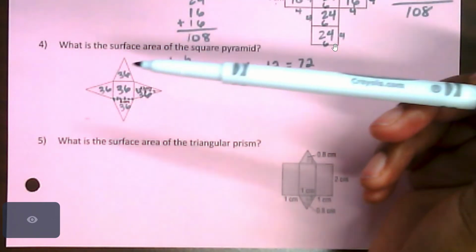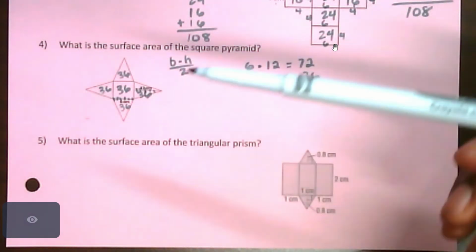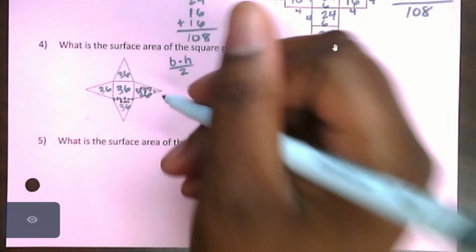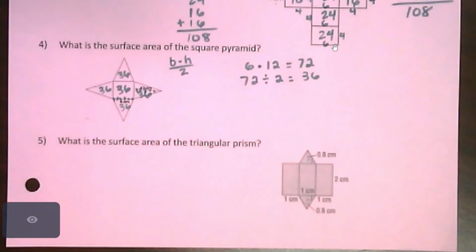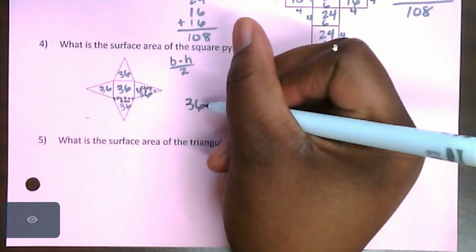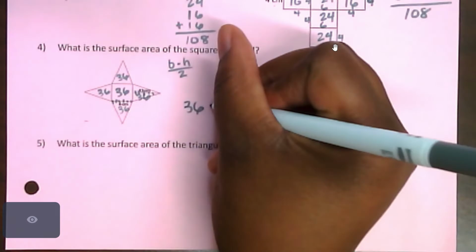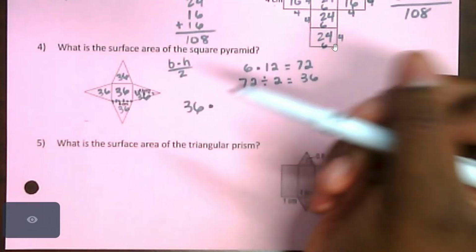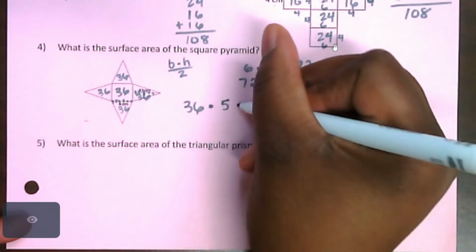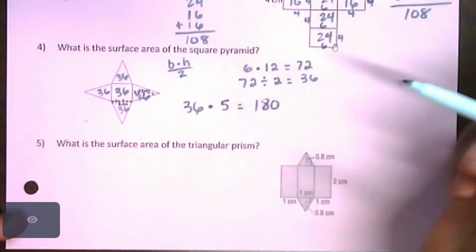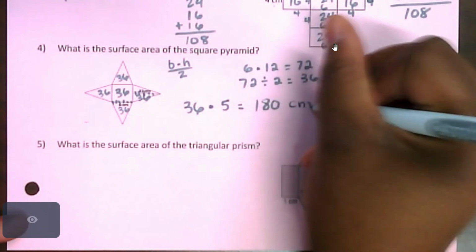To solve this one, I could do this pretty simply, guys. I can see that all of these are 36, so I can add 36 plus 36 plus 36 plus 36 plus 36. Of course I can. But what would be super easy here is to simply say 36 times 5 faces, 1, 2, 3, 4, 5, is equal to 180. And our units will be centimeters squared.